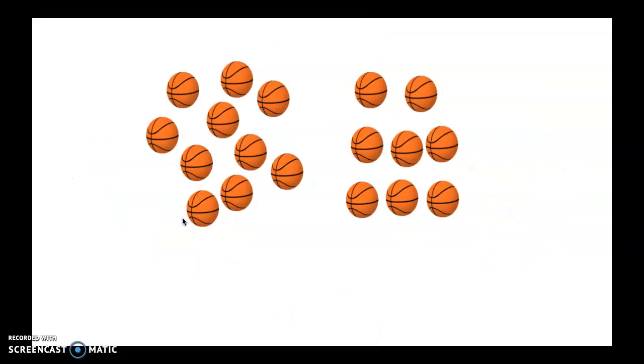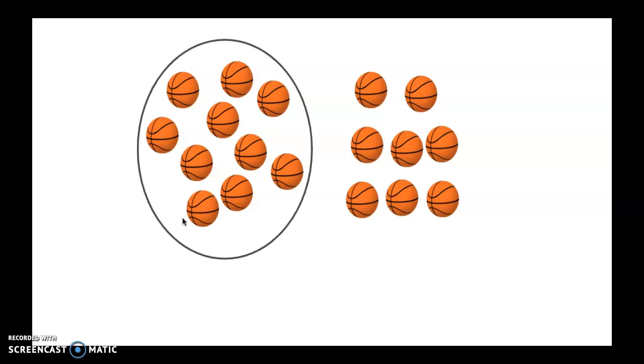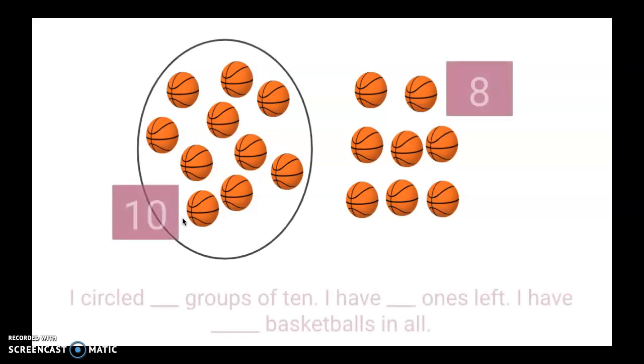Now I have basketballs. I can see I have less basketballs than I did butterflies, but I still don't want to count all of these by ones. So I'm going to group them in a set of 10, and my leftovers.